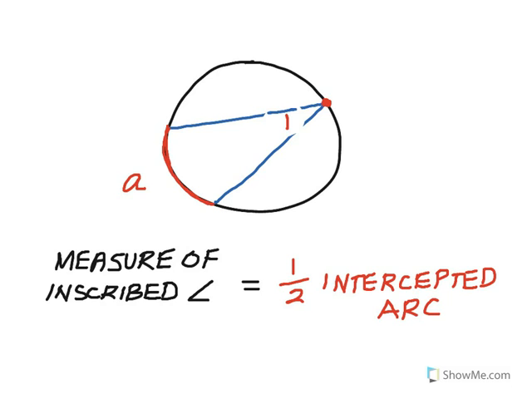So angle 1 that you see in the diagram here is an inscribed angle, and the measure of the inscribed angle is always exactly half of the measure of the intercepted arc. So in this diagram, the measure of angle 1 is equal to 1/2 of A, whatever that arc measure is.